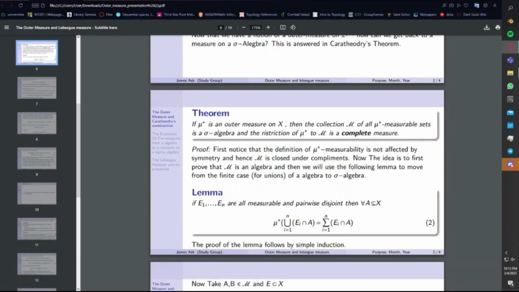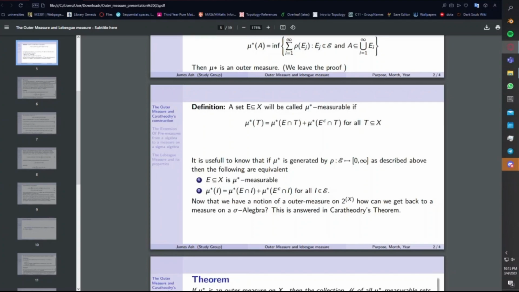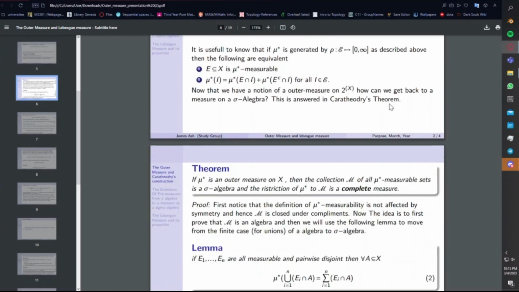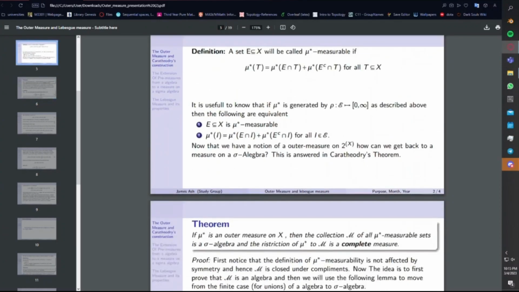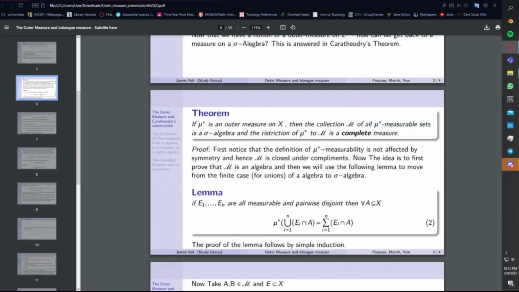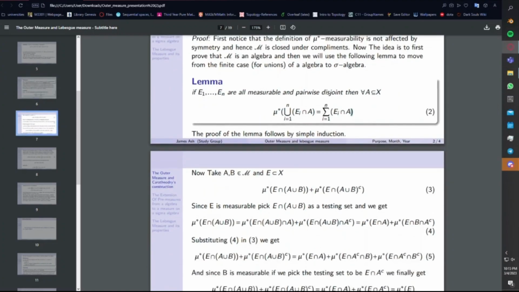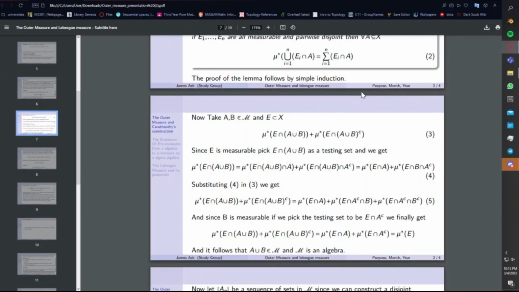So first of all, one obvious thing is that the sigma algebra is closed under complementation, because if you do the test with E and E complement, then if you take the complement of E, it's going to be the same thing. The complement is symmetric, so it won't affect it. So the problem just becomes the case of showing that the union of mu star measurable sets is going to be measurable. By the way, the proof of the lemma follows from induction. If you write it, it's not very difficult.